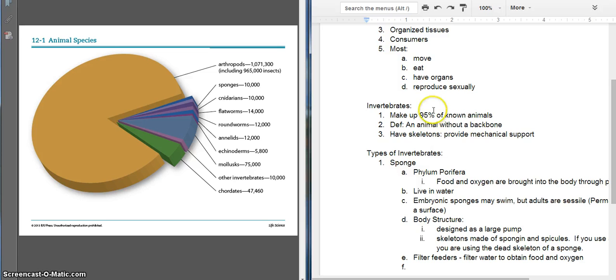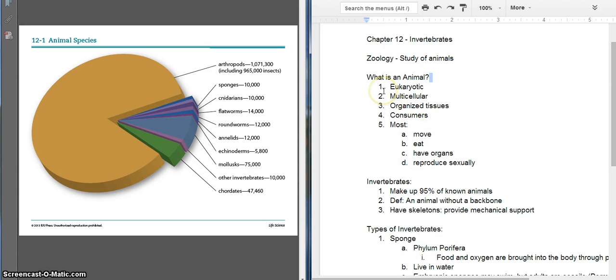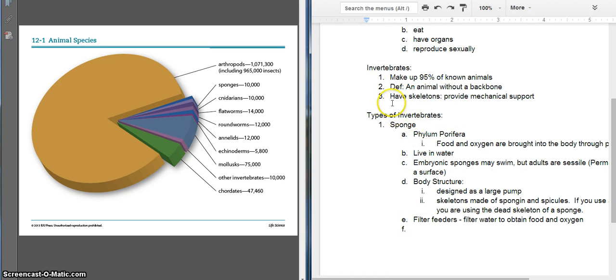Okay, back up a little bit. What is an animal? Eukaryotic, multicellular, organized tissues, consumers. They eat, move, have organs, and reproduce sexually. Zoology, the study of animals, and an invertebrate is an animal without a backbone.